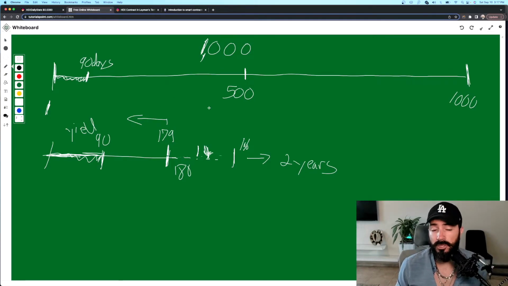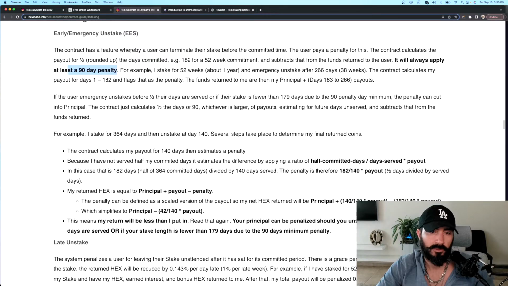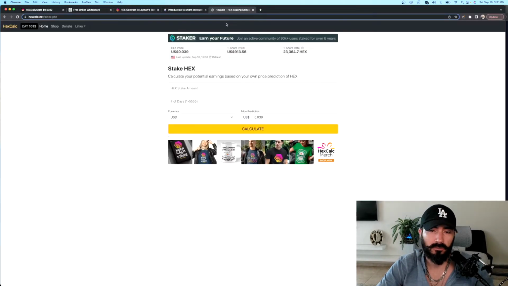Or half, whichever is greater. This is just a lot of words to describe this simple little formula: principal plus payout minus penalty. So let's just fill in these numbers. We need the payout, so let's come up with a simple payout. Let's say it's a stake of 1,000 days.